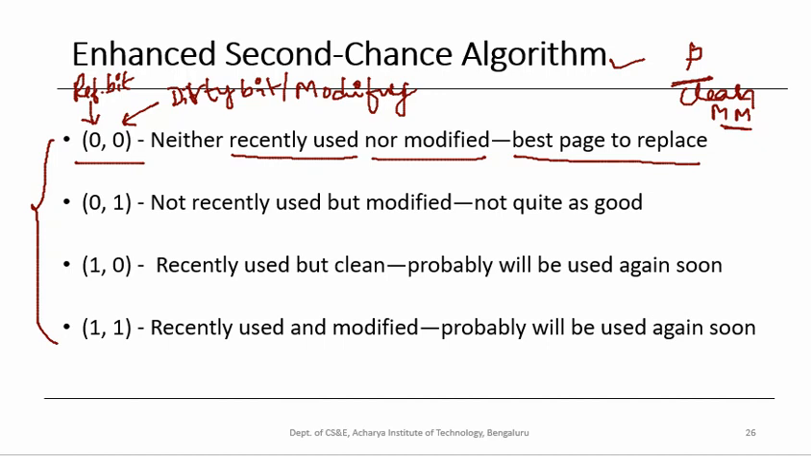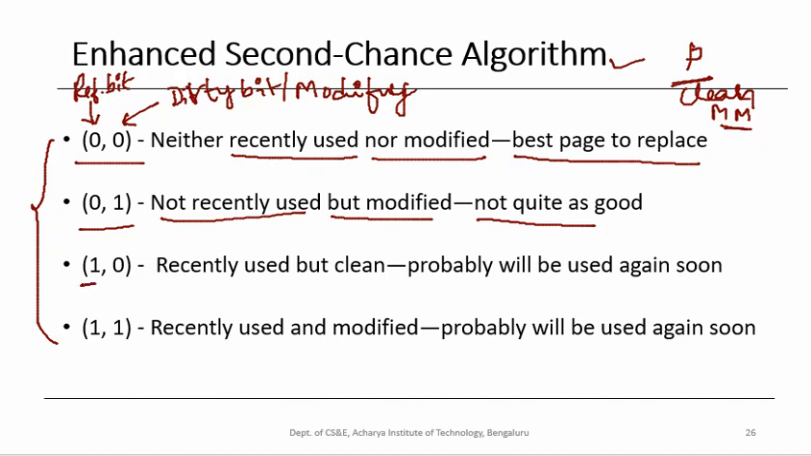The next combination is 0 and 1, which means that the page is not recently used but it is modified. What is the drawback of selecting this kind of page for replacement? You'll have to write this page back onto the hard disk. So we say that it is not quite as good as the first combination.